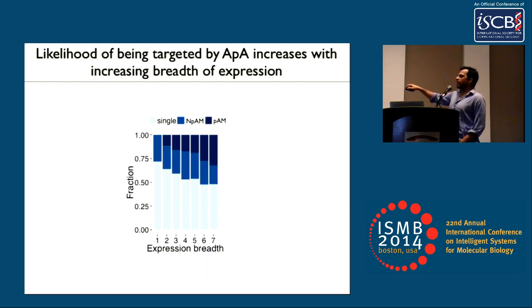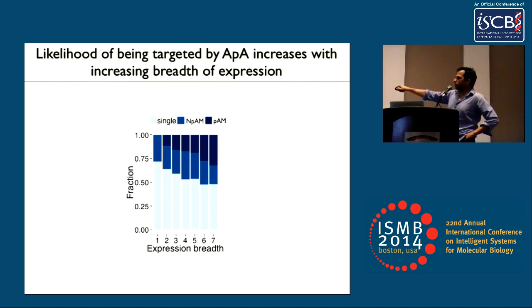Okay, so lastly, we've seen tissue-restricted versus ubiquitous and how single isoform or multi-isoform genes are stratified between the two. But if you look at increasing expression breadth, we know that the number of multi-UTR genes also increases. But moreover, the proportion of genes that are regulated by APA is increasing with increasing breadth of expression. So as genes are expressed in more cells, they have a higher tendency to be regulated by APA.